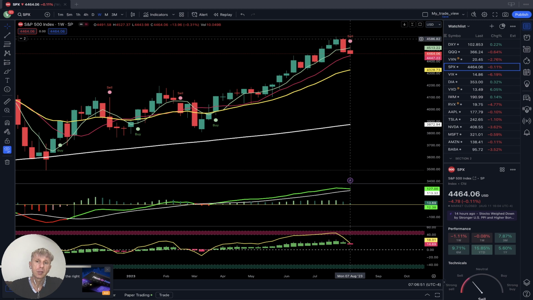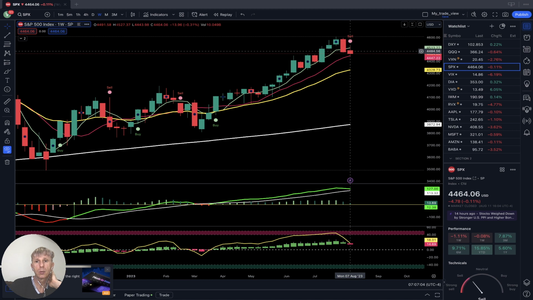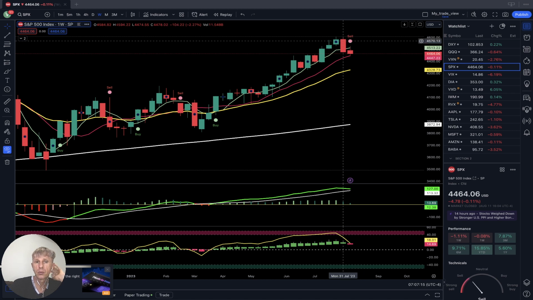Sell signal from the script also. Let's calculate what was the sell-off. First week it gave us 2.25%, and this week it's just 2.5%. S&P 500 just sold off 2.5% for the last 2 weeks.